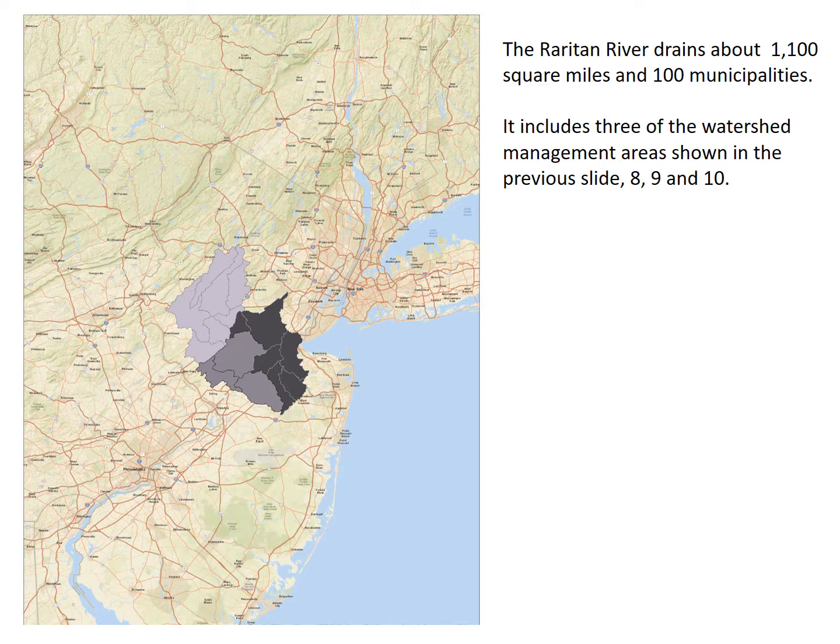This slide shows the Raritan Basin, which includes 3 watershed management areas and about 1,100 square miles. Your high school is in New Jersey's Lower Raritan Watershed Management Area, which is the darkest area on this map. Watershed management is the practice of protecting and improving water quality, soil, and other natural resources in a watershed.